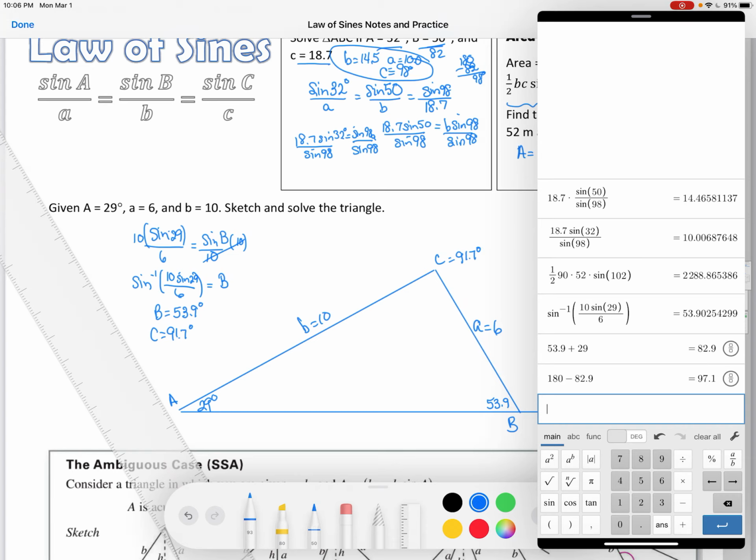All right, so now we simply need to figure out what side C is. So the sine of 91.7 degrees over side C will be equal to, and let's use the original information we had, the sine of 29 over side A, which is 6. So to get C by itself, we will need to take 6 times the sine of 91.7 and divide that by the sine of 29.